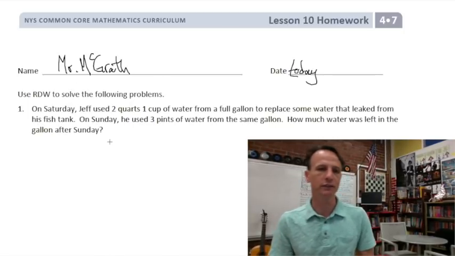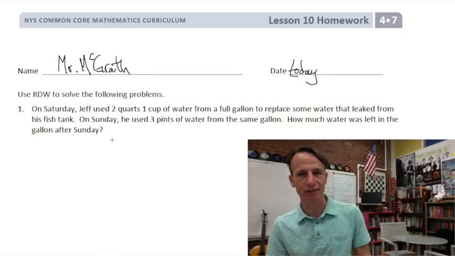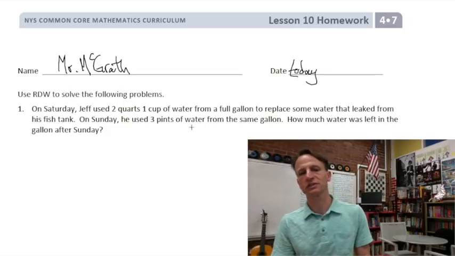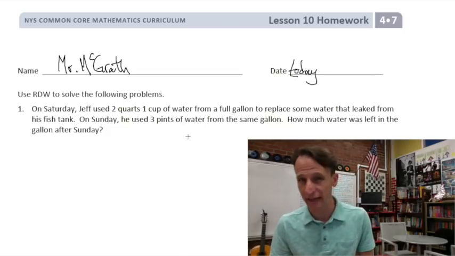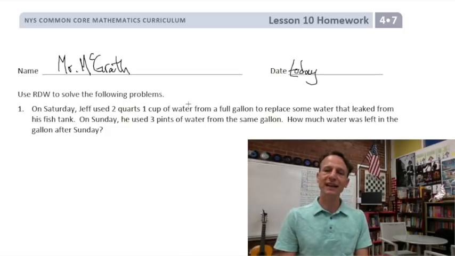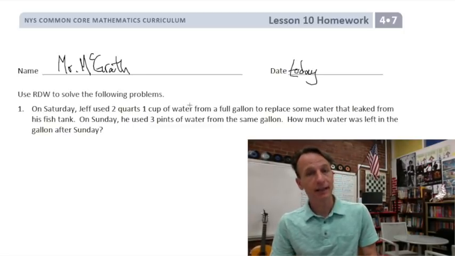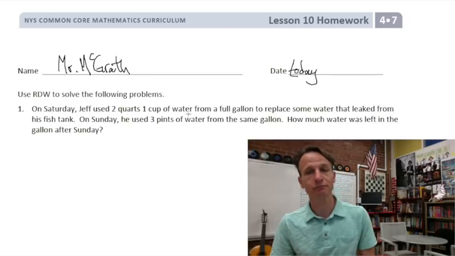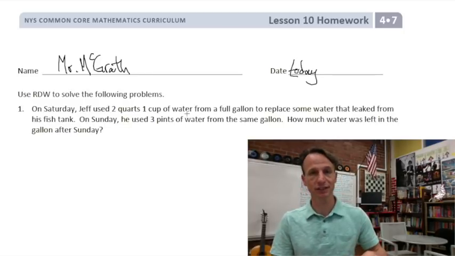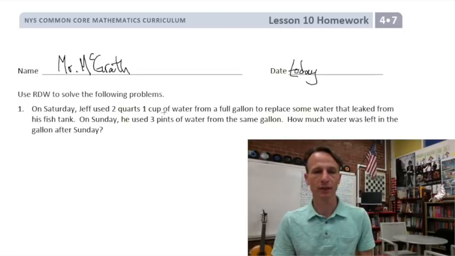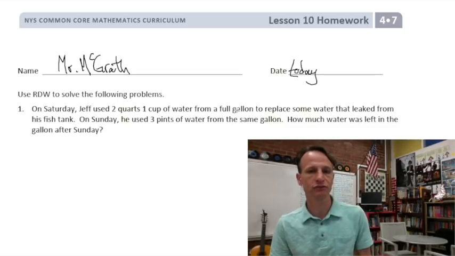All right, read, draw, write. On Saturday, Jeff, good old Jeff, here he is again, used 2 quarts, 1 cup of water from a full gallon to replace some water that leaked from his fish tank. That's a problem with that fish tank, Jeffrey. You should probably drain it, seal the leak, and then refill it, but okay. So anyway, he's put 2 quarts, 1 cup from a full gallon.